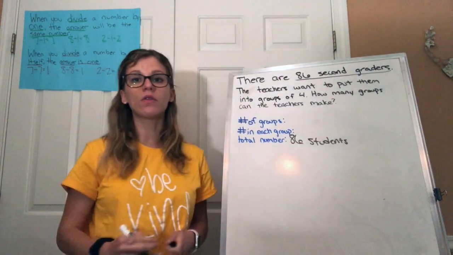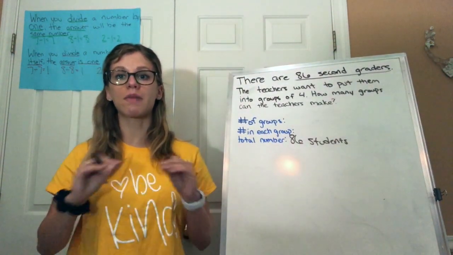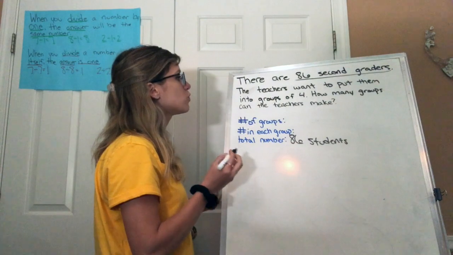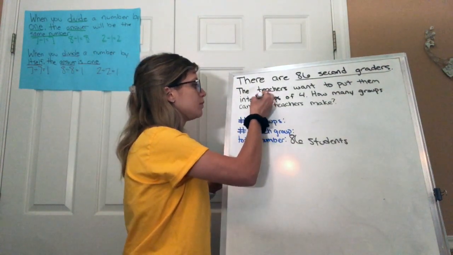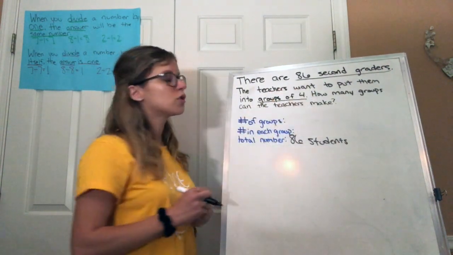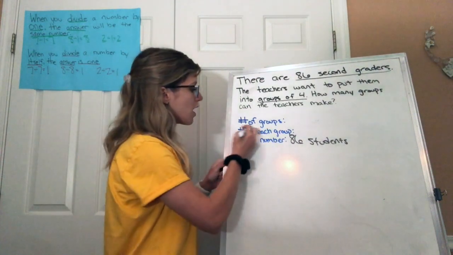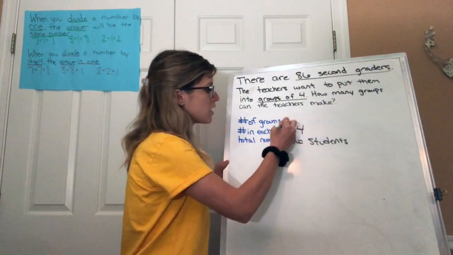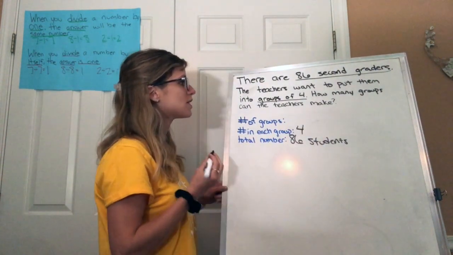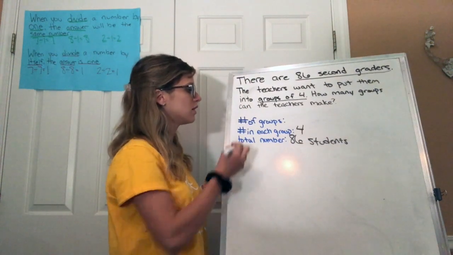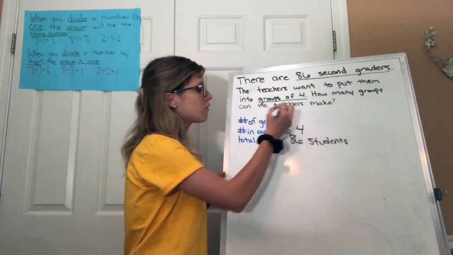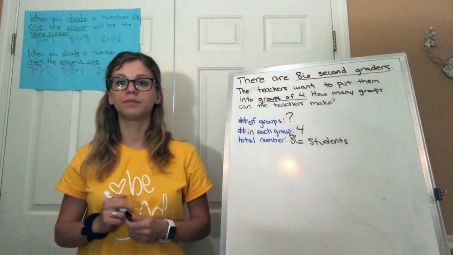And I know that because we're not going to get any more students. That's the max we have. The teachers want to put them into groups of 4. So if they're going to be made of groups of 4, I know that there's going to be 4 in each group. And the question is, how many groups can the teachers make? So what we're trying to figure out is the number of groups that we can make.